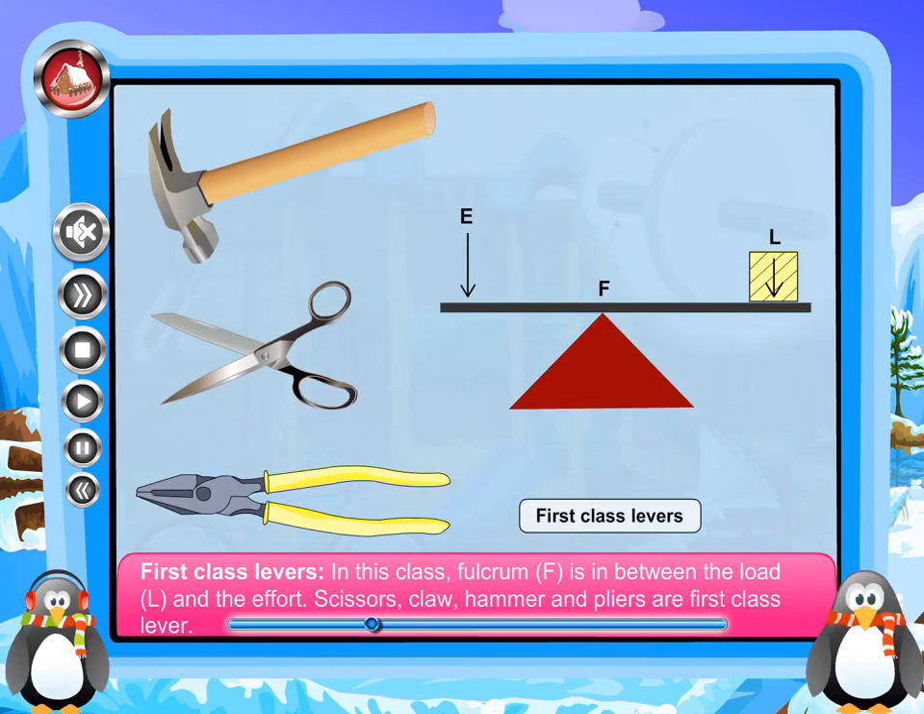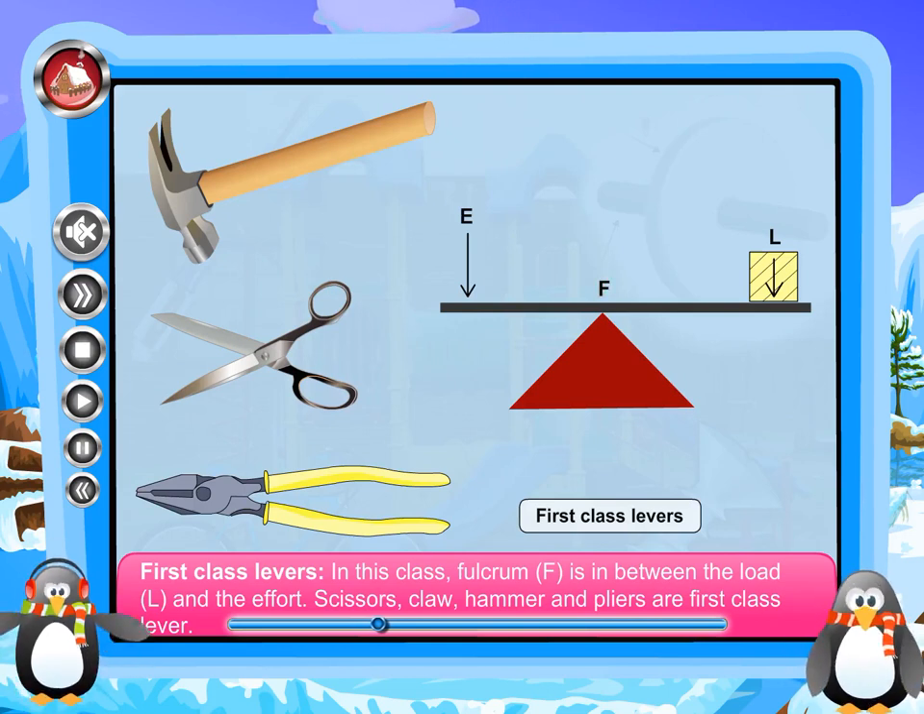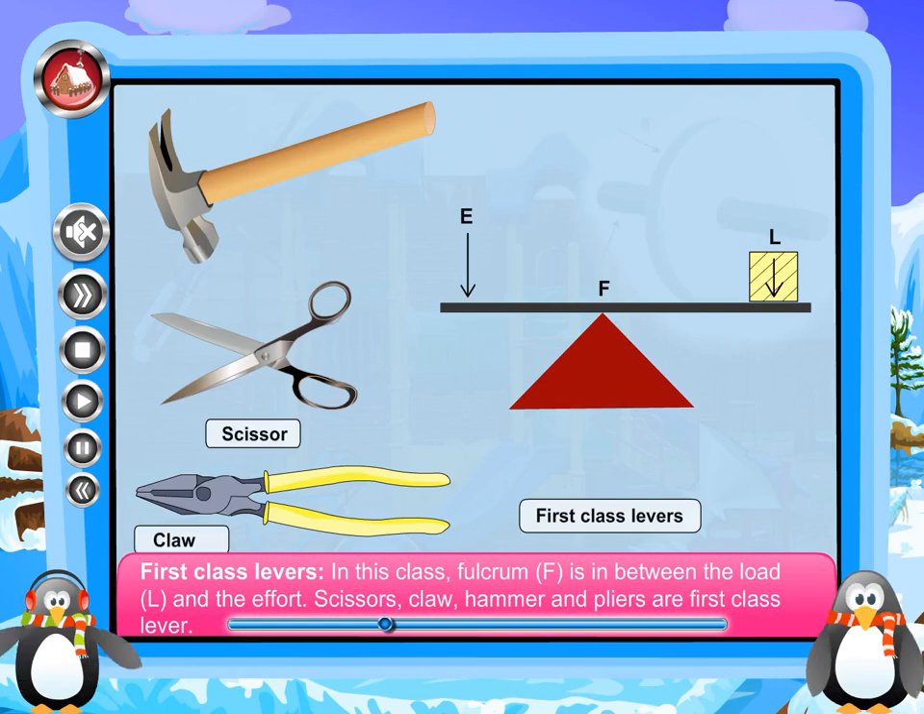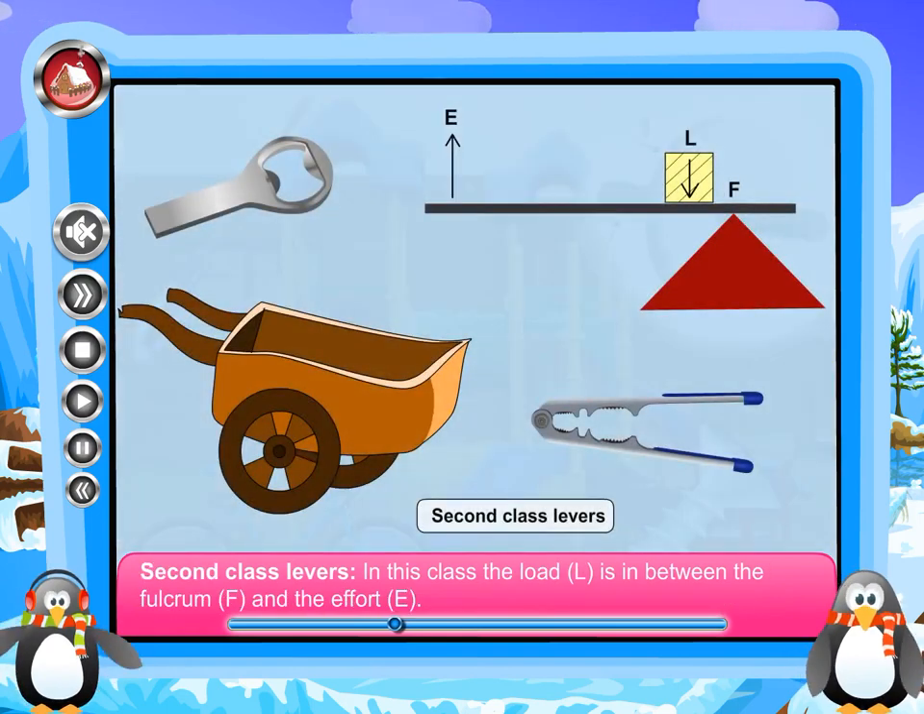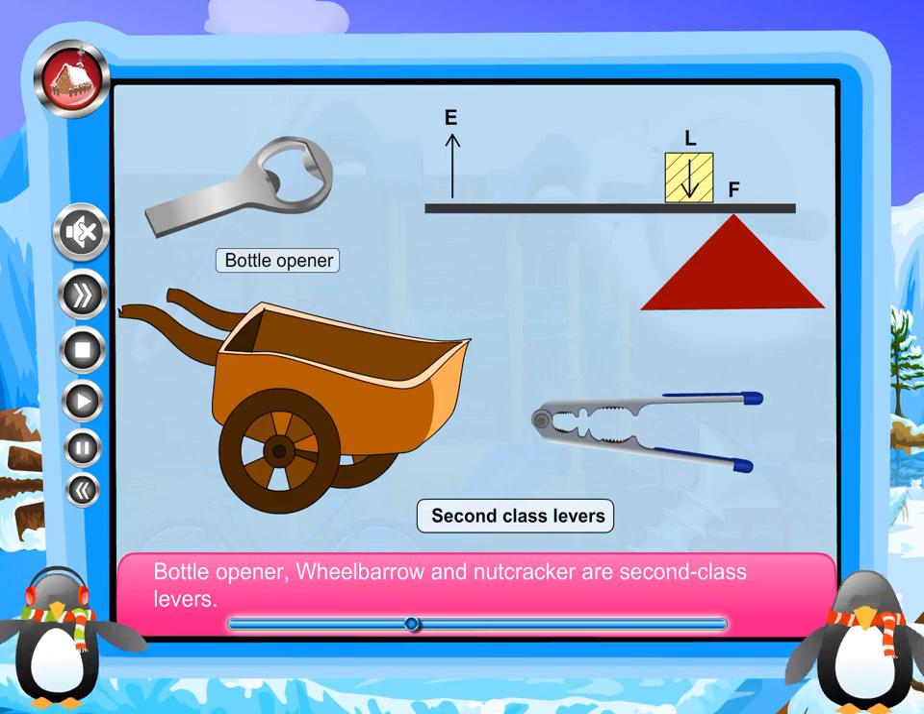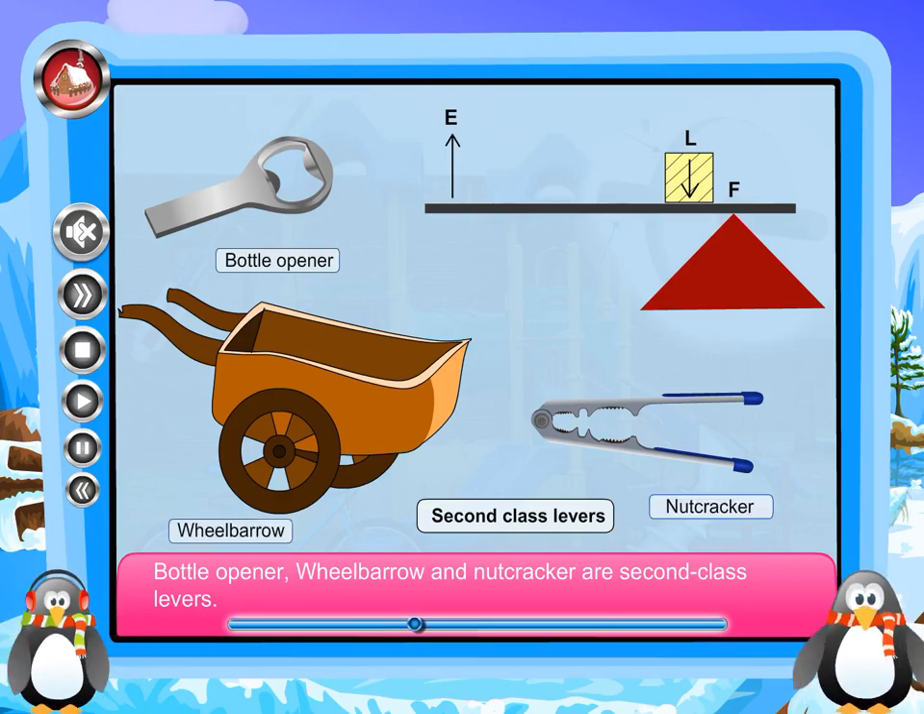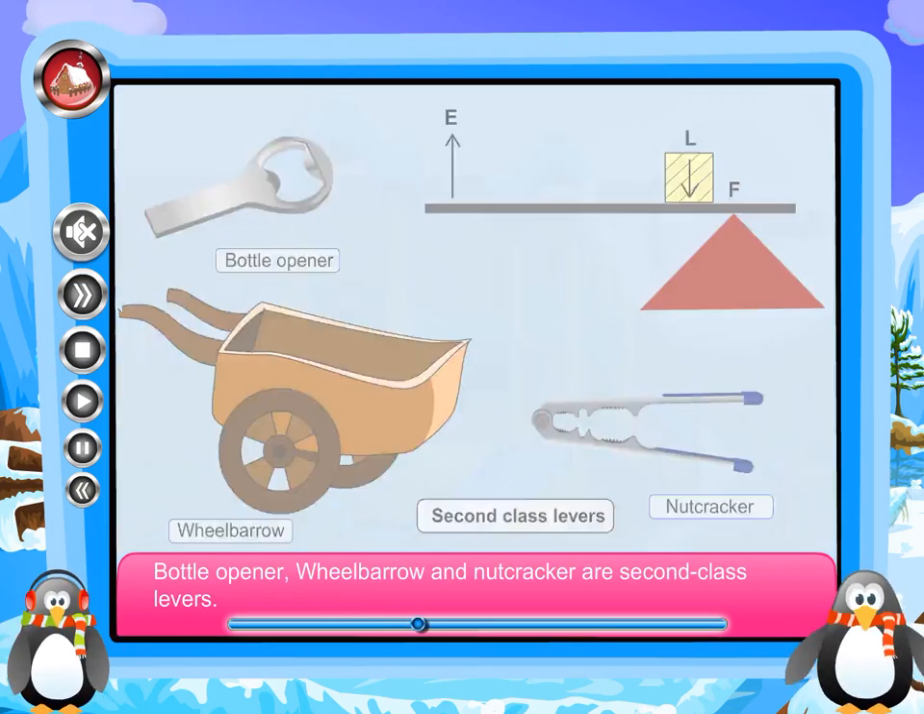First class levers. In this class, fulcrum F is in between the load L and the effort. Scissors, claw hammer, and pliers are first class levers. Second class levers. In this class, the load L is in between the fulcrum F and the effort E. Bottle opener, wheelbarrow, and nutcracker are second class levers.